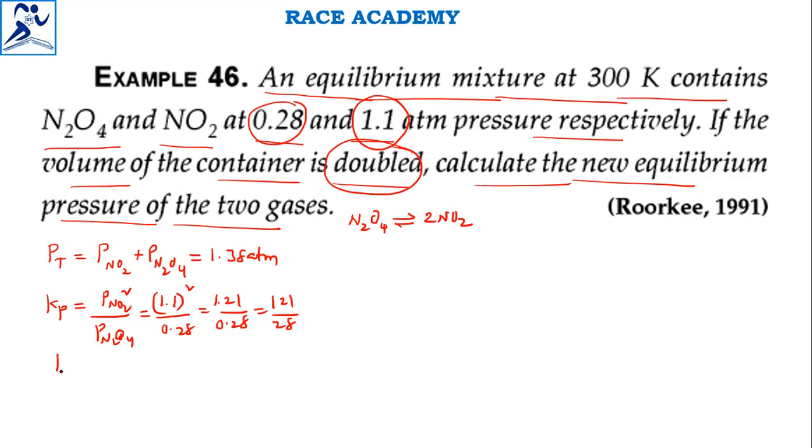Now what is the new pressure? Total new pressure is 1.38 by 2, as volume is doubled. So it will be 0.69 atmospheres. And the partial pressure of nitrogen dioxide will be the total pressure 0.69 minus P, when you assume the new pressure of N2O4 is P, or you can write P N2O4 which is new.